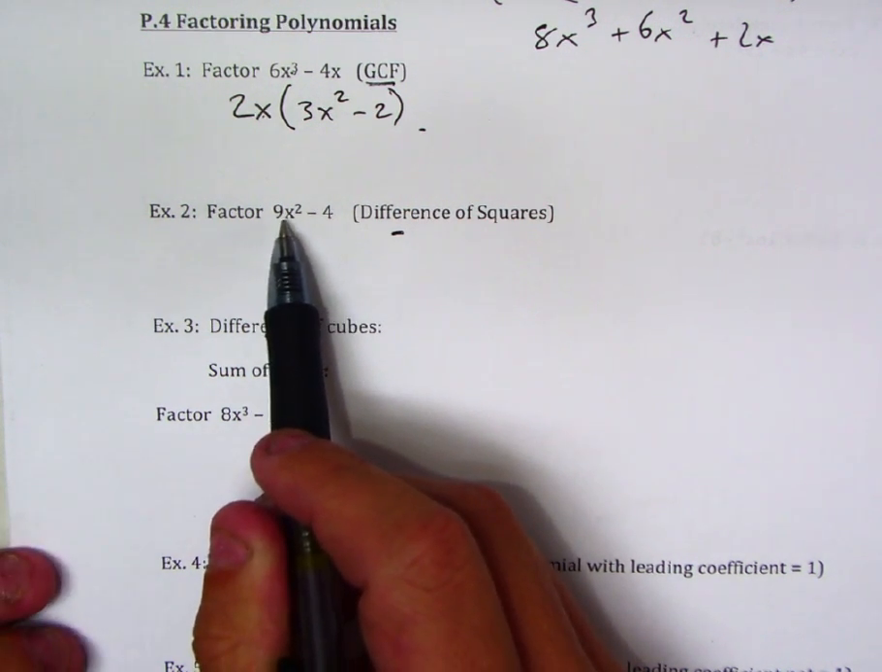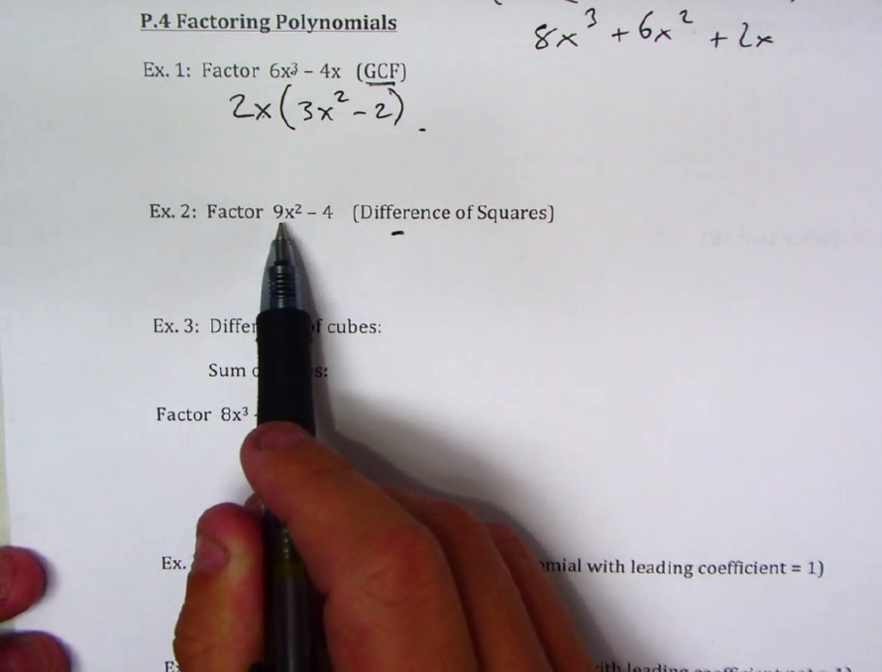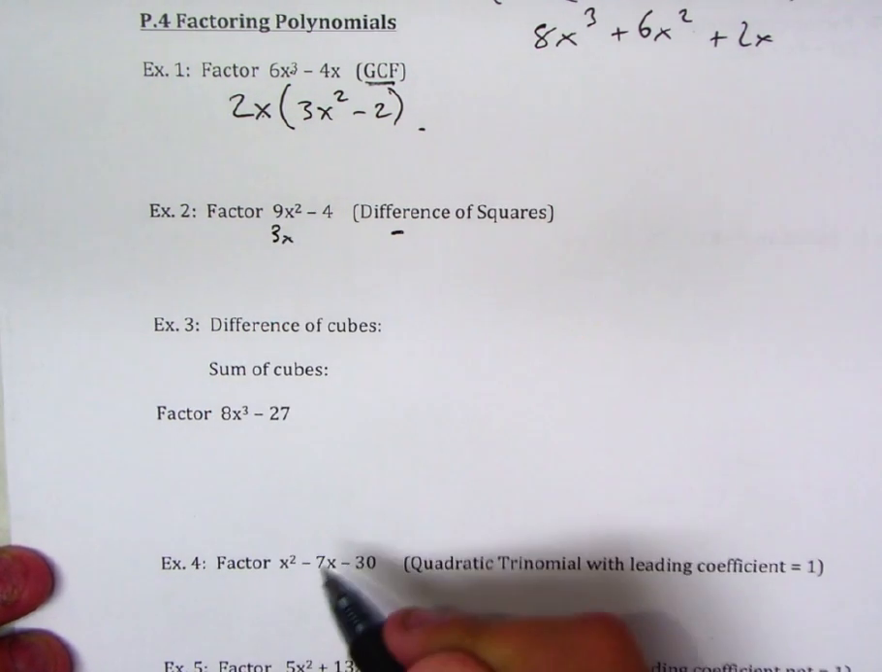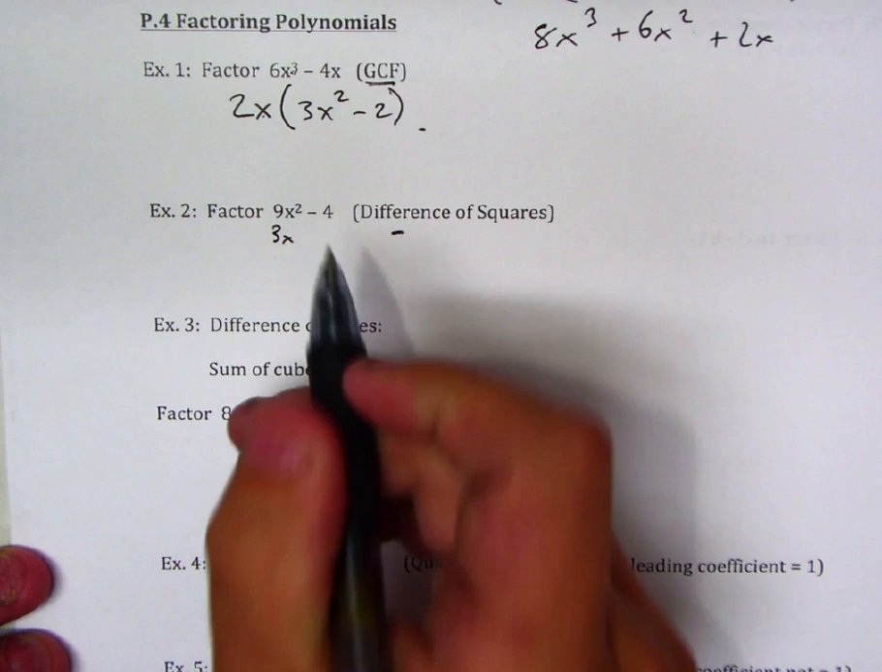Take the square root of each term. So the square root of 9x squared is 3x. The square root of 4 is 2.